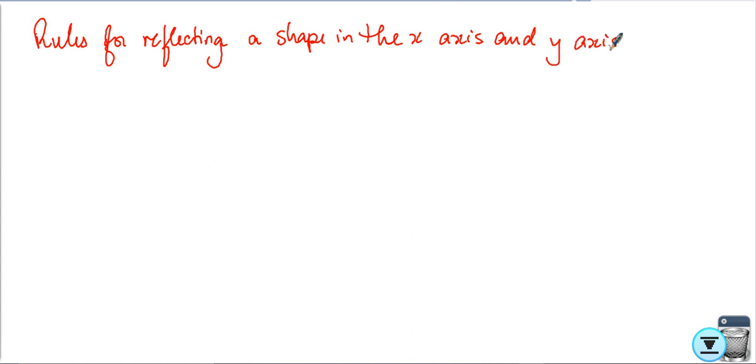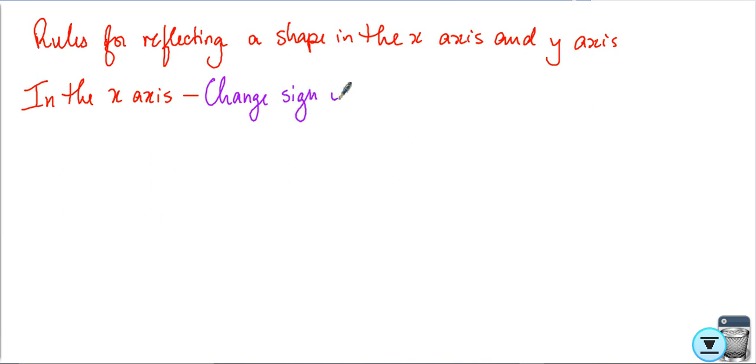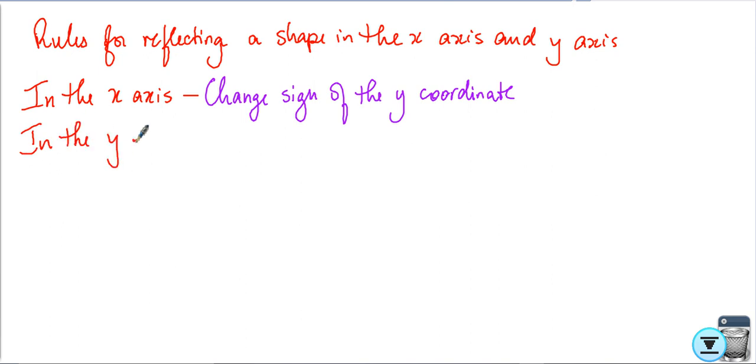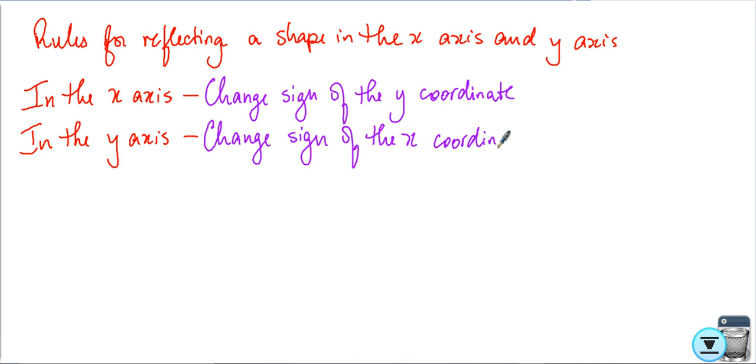Repetition is never bad. So in the x-axis, first one, we need to change the sign of the y coordinate. If we're reflecting a shape in the y-axis, we need to change the sign of the x coordinate. Now, what does this mean?